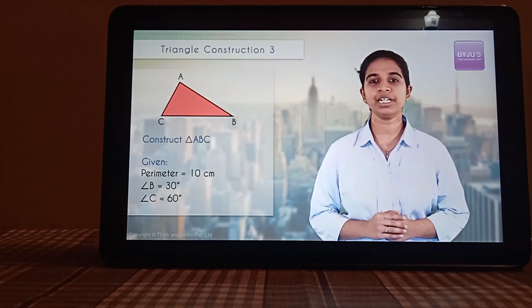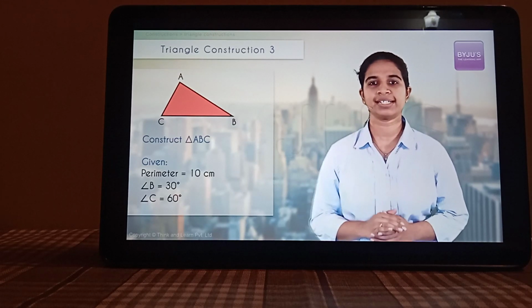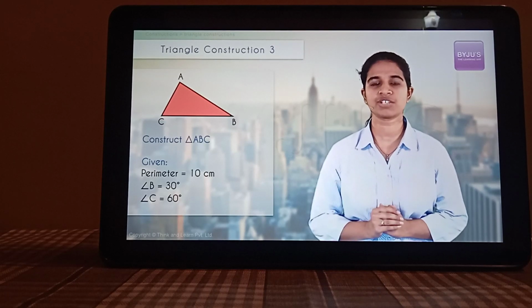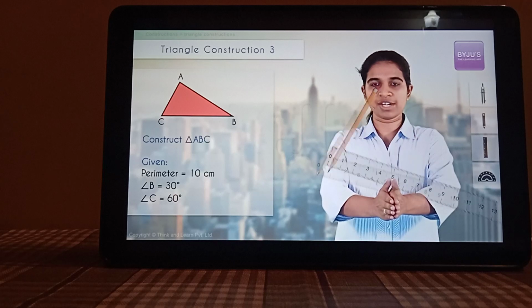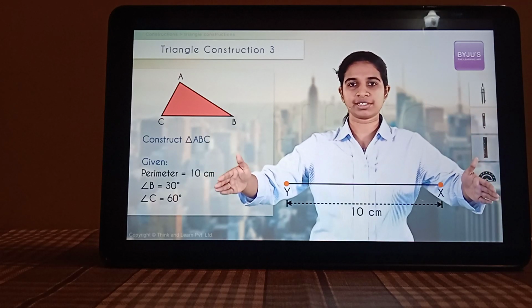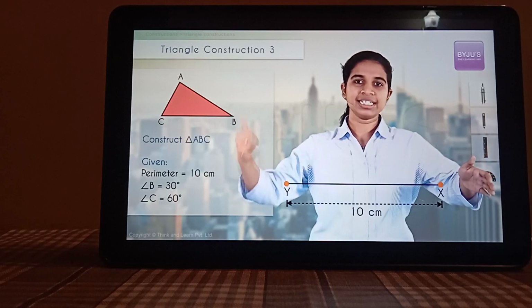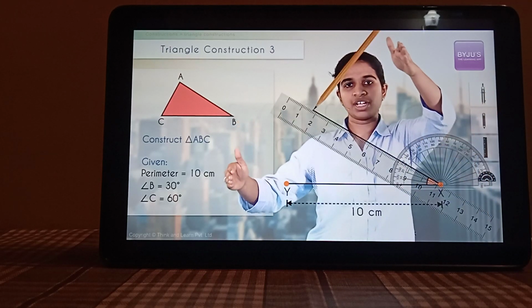So we know the perimeter, we don't know any of the individual sides, but we know two of the base angles. So this is how you'll construct it. The perimeter is given as 10 centimeters. So first draw a line of 10 centimeters. Let's say we draw XY, which is equal to 10 centimeters. Now at X, let's draw angle B which is 30 degrees.